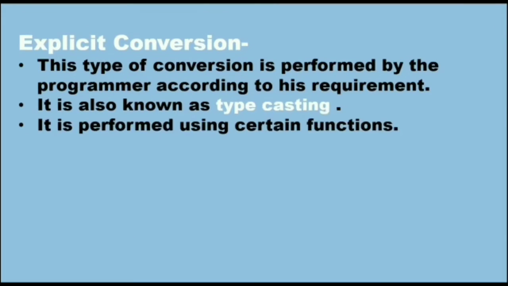Moving on to explicit conversion. Explicit is something that is forcibly done. This type of conversion is performed by the programmer according to the requirement of his program. This is also known as typecasting. And for performing the explicit conversion, there are certain functions that are used. We'll be discussing these data conversion functions.